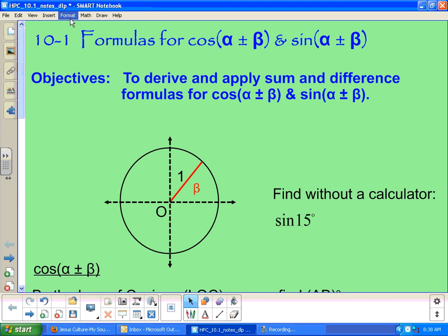Section 10.1, formulas for sum of cosines and sum of sines. So these are our sum formulas. We're going to be adding or subtracting two angles together and seeing what's going on here.